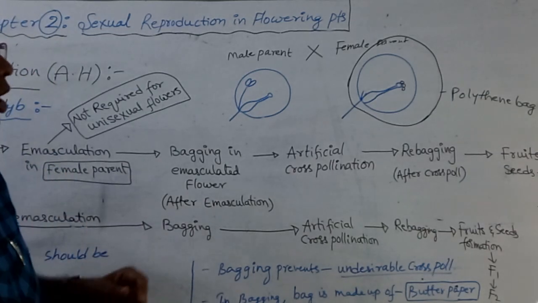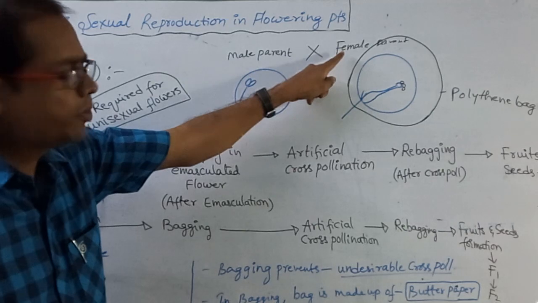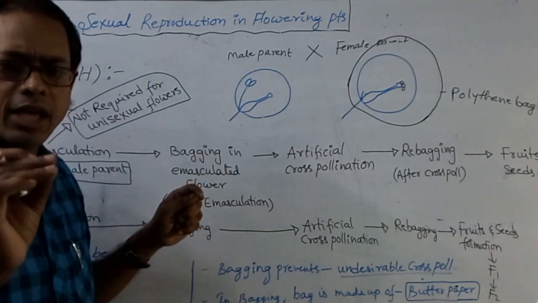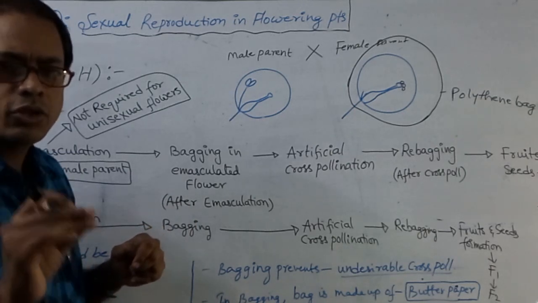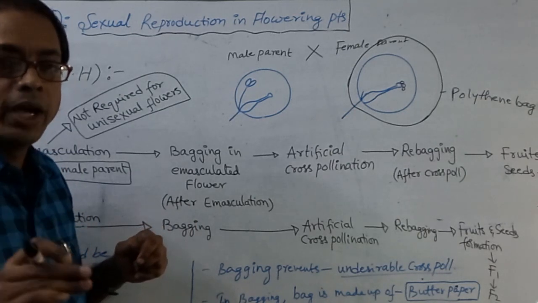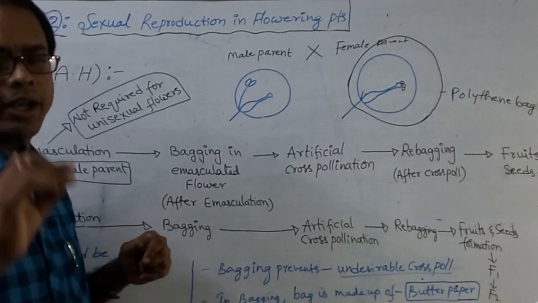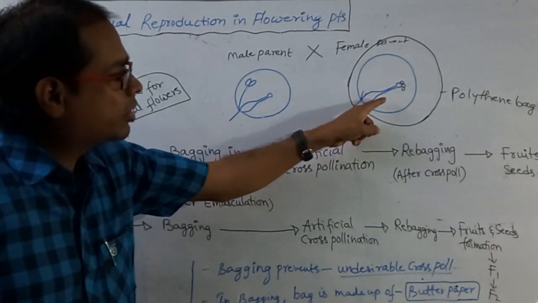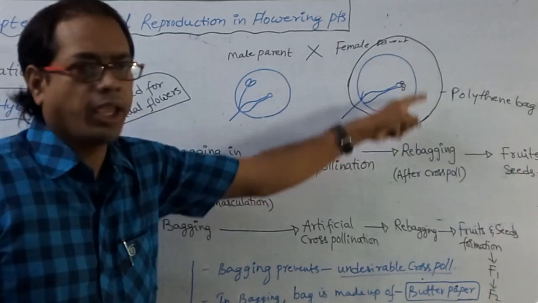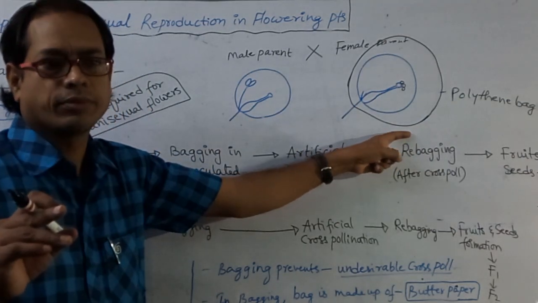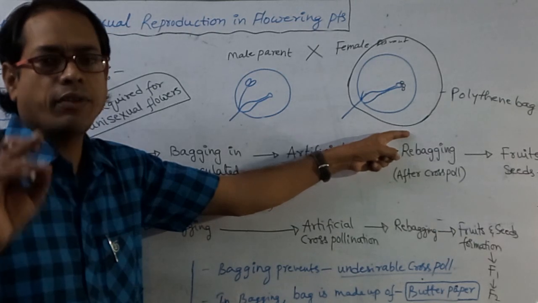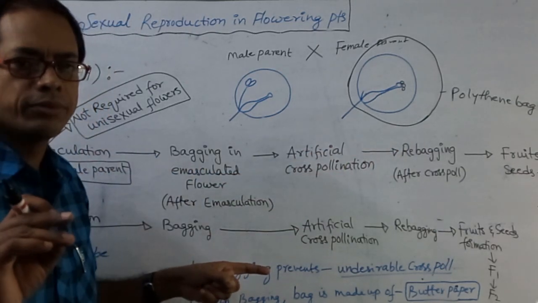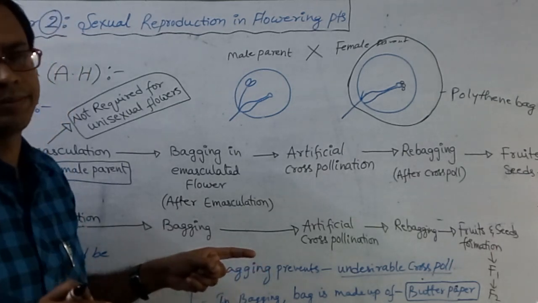So once again I am going to explain. This is the female parent and removal of anthers is called emasculation. Emasculation should be done in the bisexual flower of the female parent. After emasculation, this emasculated flower is covered with a polythene bag. This polythene bag is made up of butter paper.